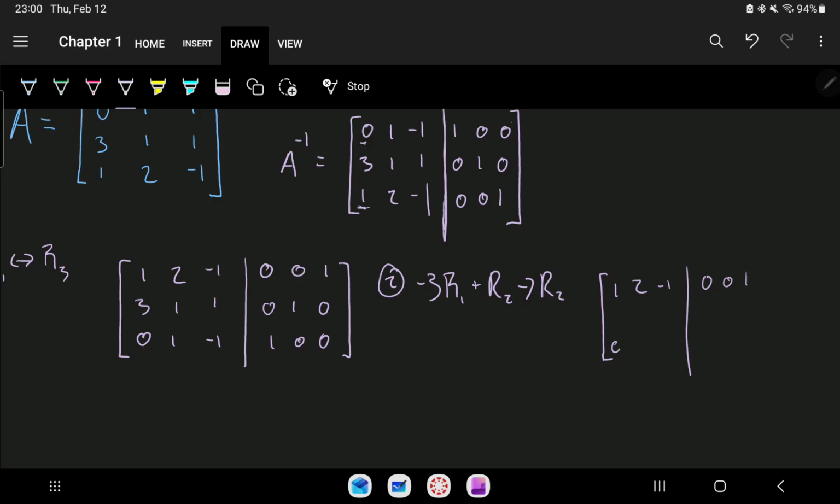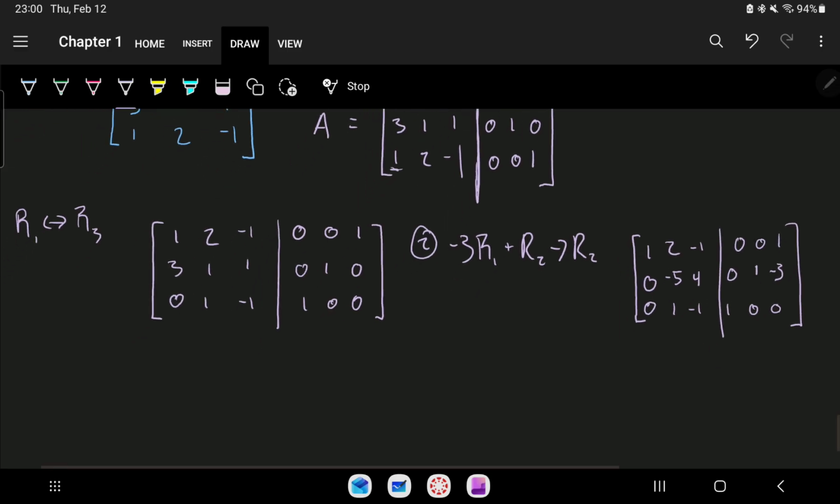I can just copy down the first and third rows because that is not, in essence, changing. -3 times 2 is going to be -6 plus 1 is -5. And 3 plus 1 is 4. So now I'm going to do the same thing on this side. So that's going to stay 0. We have 1 right here. And then I have a -3 plus 0, which is going to be -3. You can already see that starting to form.